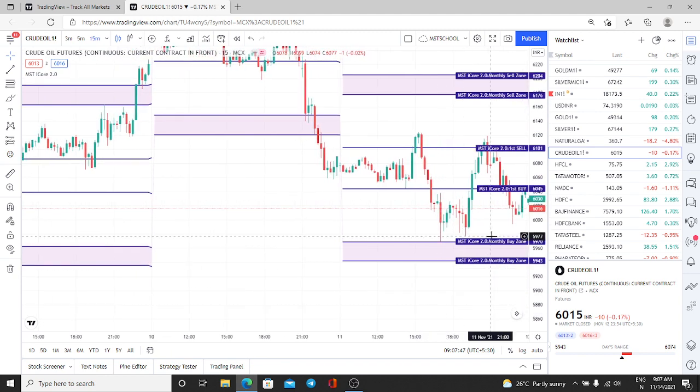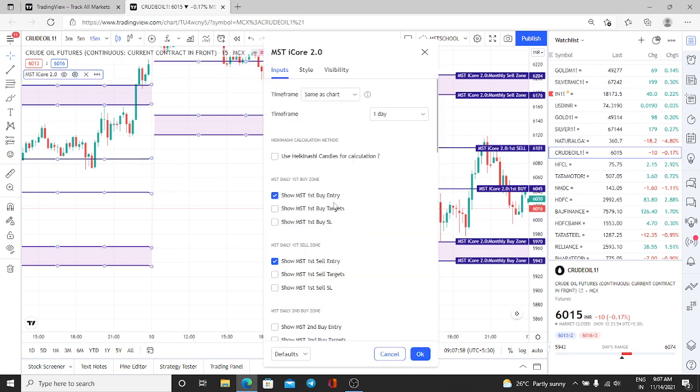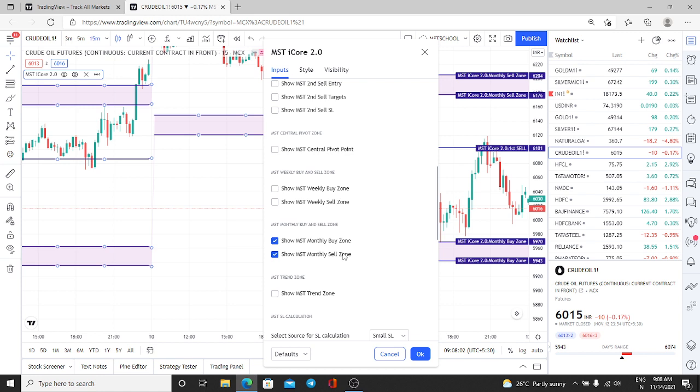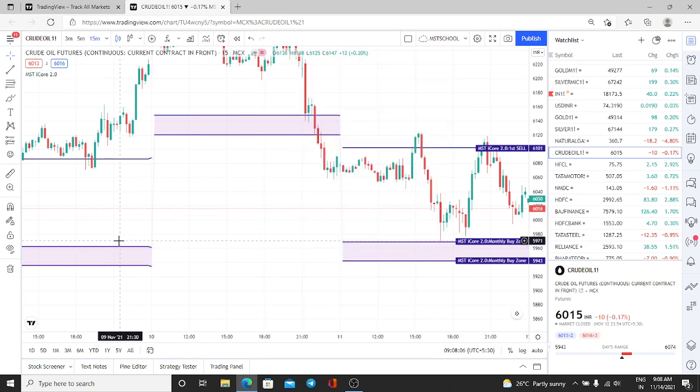I will show you, 6119 was the high that day. So how to enable the targets now? Remove the others, the monthly zone. See here, from this point to this point you can book the target as I told you. This is our entry. This is one more entry. A higher low has formed.